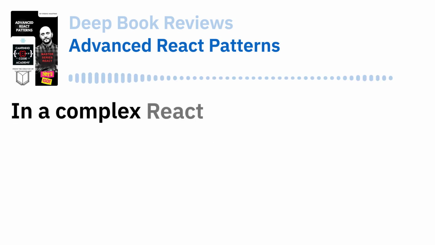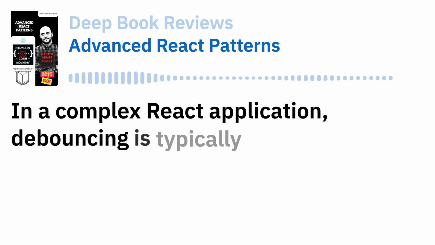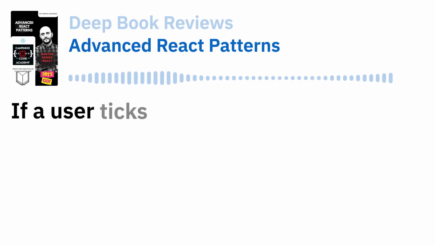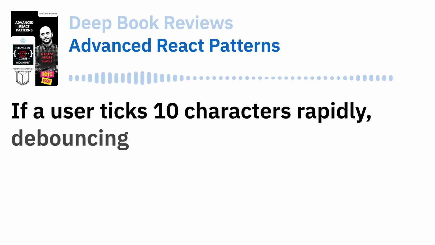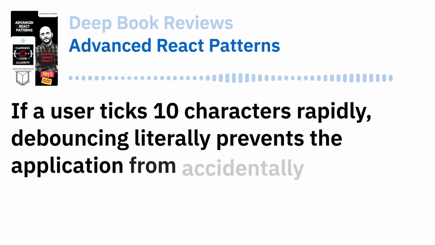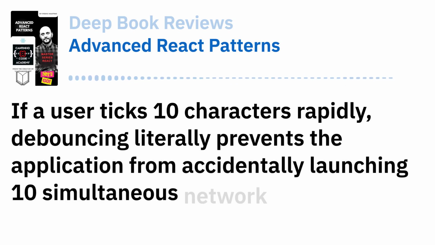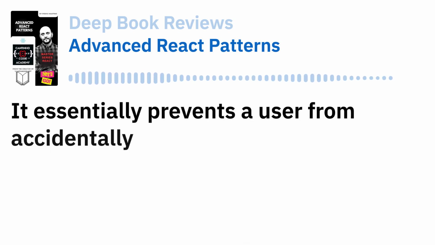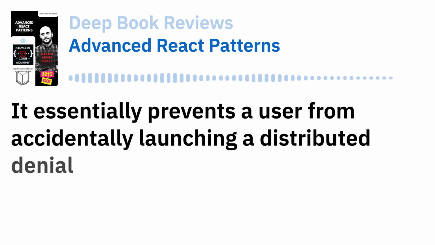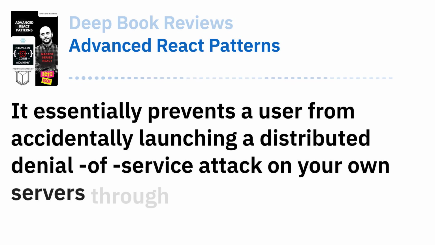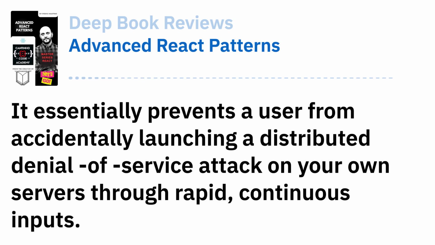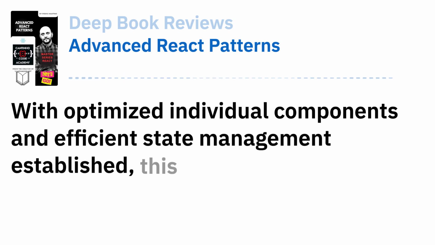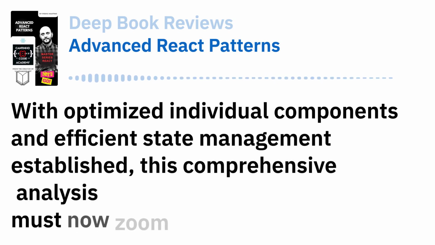In a complex React application, debouncing is typically applied to user input, such as a live search bar. If a user types 10 characters rapidly, debouncing literally prevents the application from accidentally launching 10 simultaneous network requests to your database. It essentially prevents a user from accidentally launching a distributed denial-of-service attack on your own servers through rapid, continuous inputs.